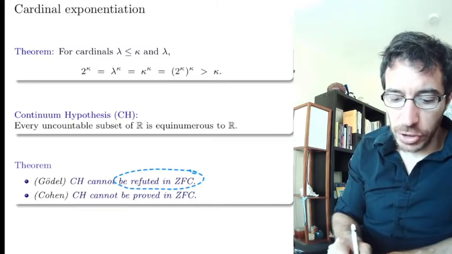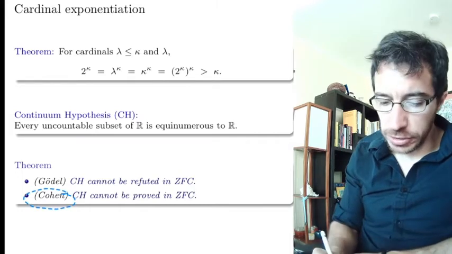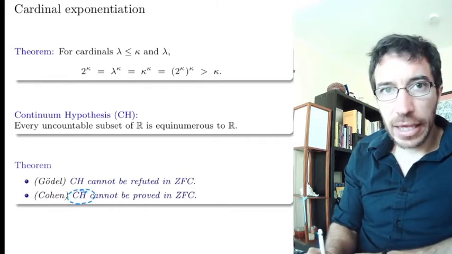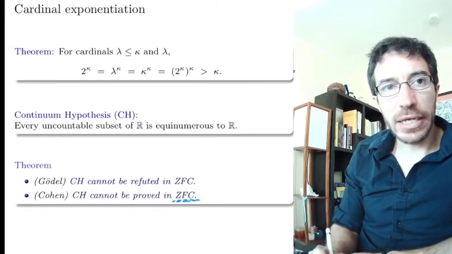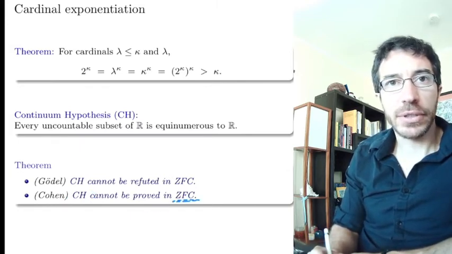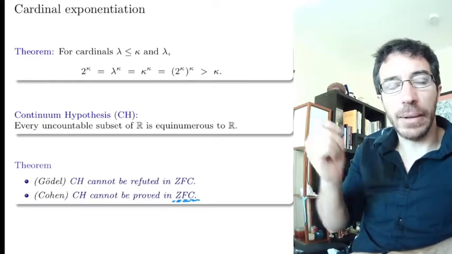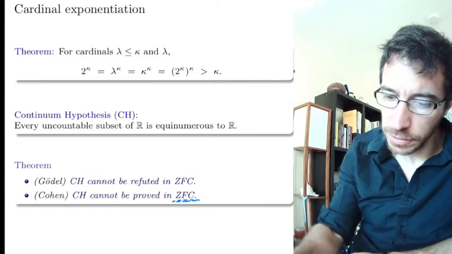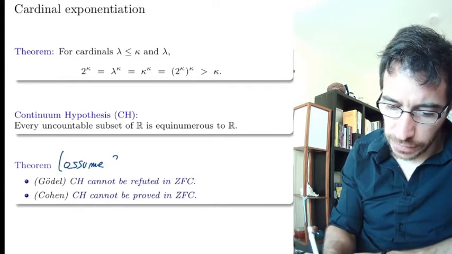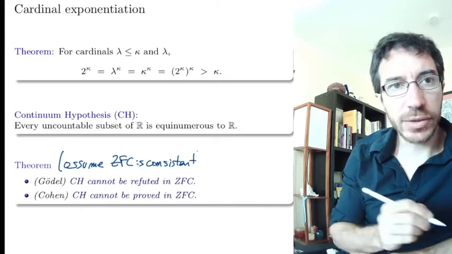In the 60s came Cohen, and this got him the Fields Medal. He showed that CH cannot be proved to be true either in ZFC. So essentially he built another model of ZFC where CH is not true. And this is, by the way, assuming ZFC is consistent. I don't want to get into those details.